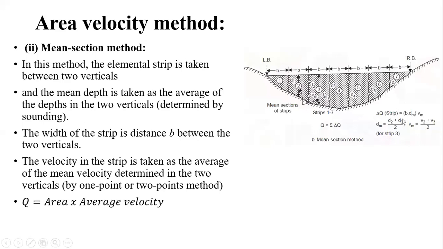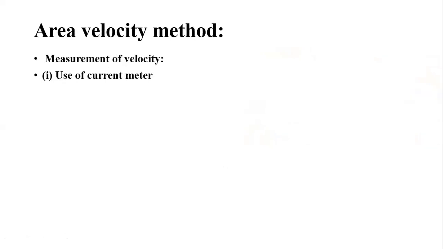Then here depth is d2 plus d3 by 2. Here it has been shown it is for a second and third, this is a d2 and this is a d3, so d2 plus d3 by 2. Similarly, velocity is v2 plus v3 by 2, that is an average taken over here. Okay, that is q is equal to b into, that is a width into d1 plus d2 by 2 into v1 plus v2 by 2. Is it clear? Now we'll start the next one, that is a measurement of the velocity. Now ये हमने क्लियर किया कि कैसे दो मेथड से किए करते हैं, मीन सेक्शन और मिड सेक्शन. लेकिन मीन सेक्शन और मिड सेक्शन में वेलोसिटी मेजरमेंट करना पड़ता है.